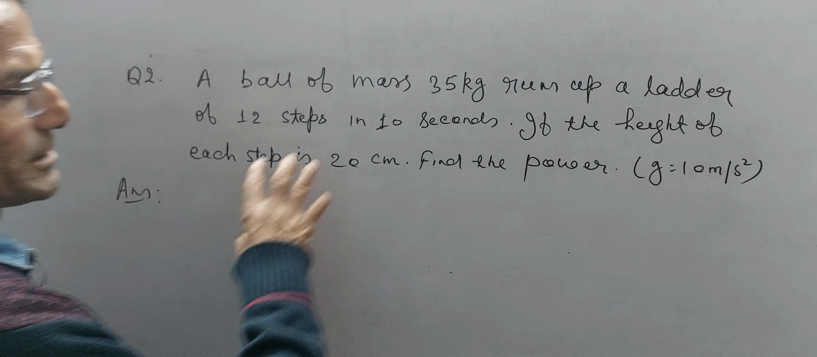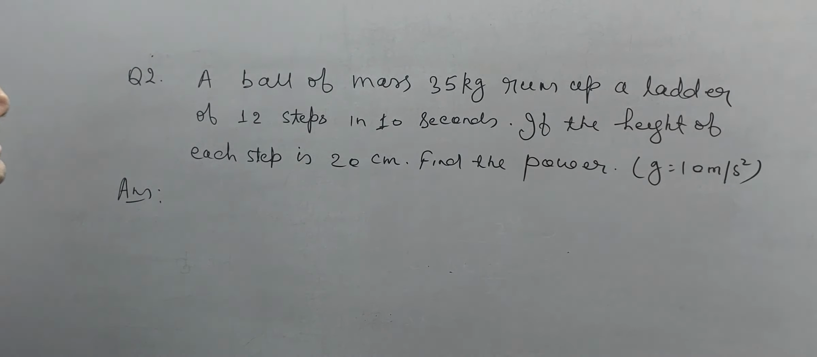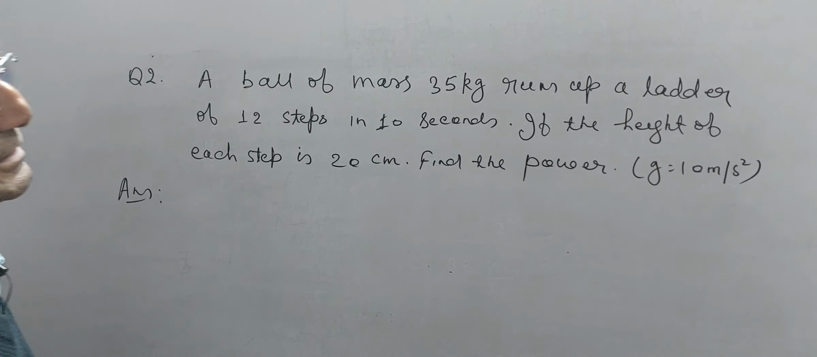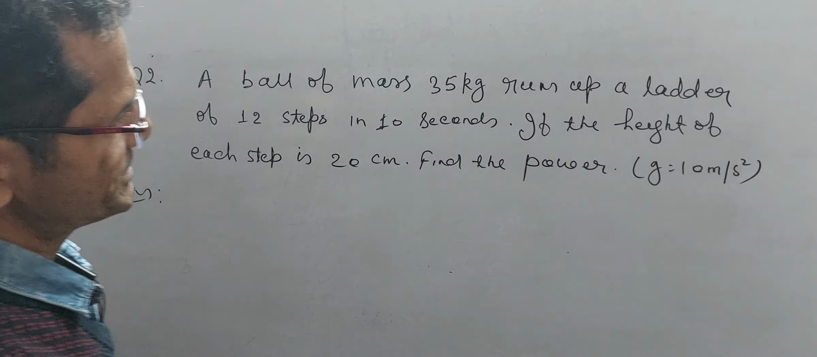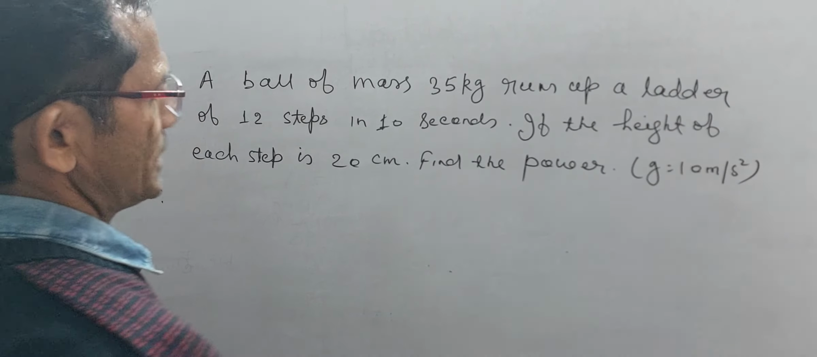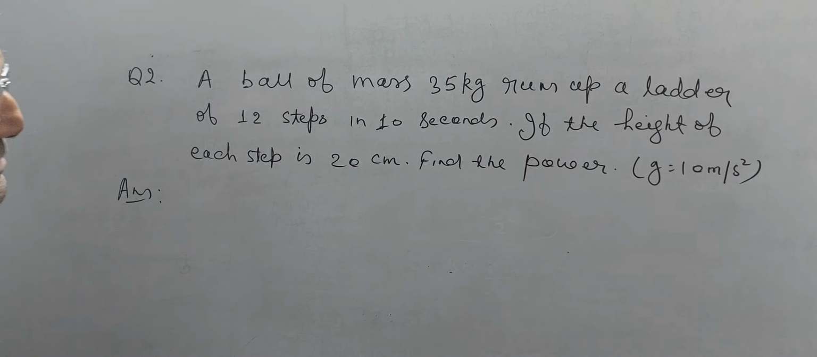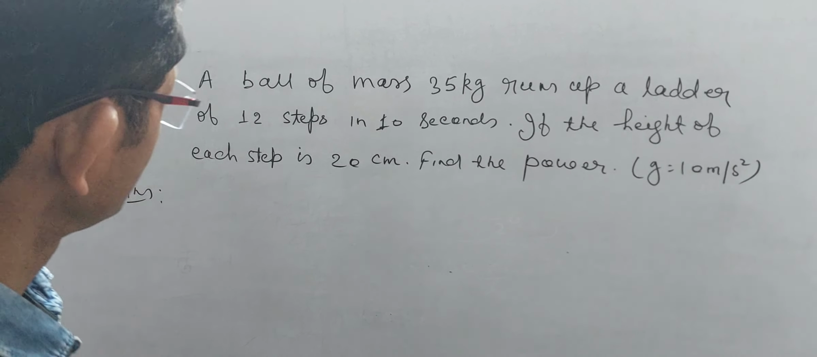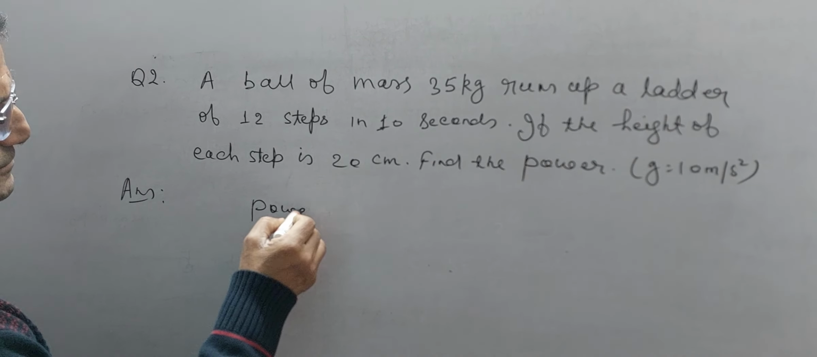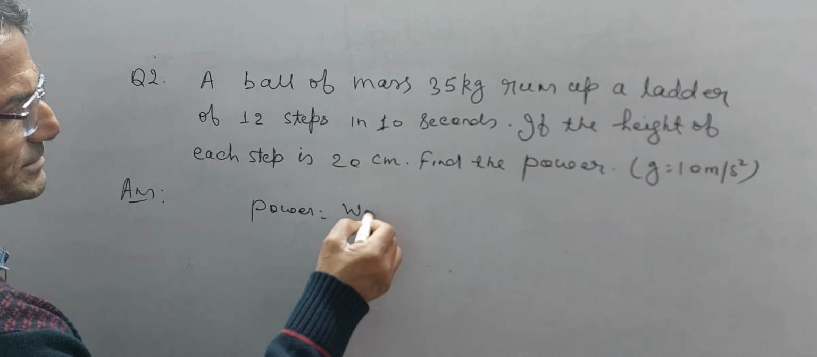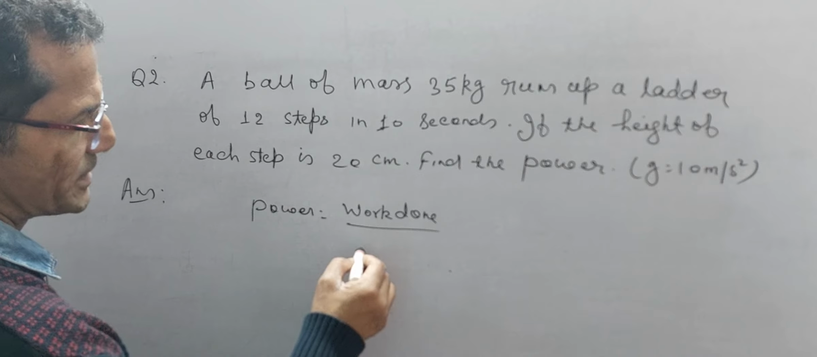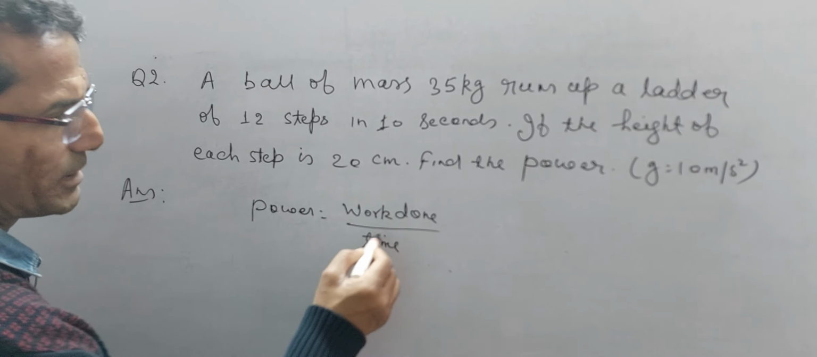This is our another numerical. A ball of mass 35 kg runs up a ladder of 12 steps in 10 seconds. If the height of each step is 20 centimeter, find the power. We know that power is equal to work done divided by time. This is our formula of the power.